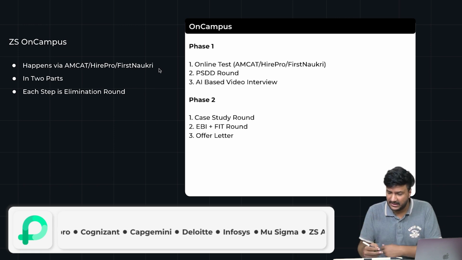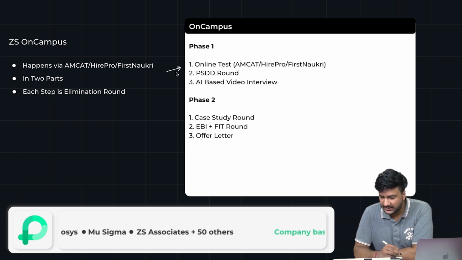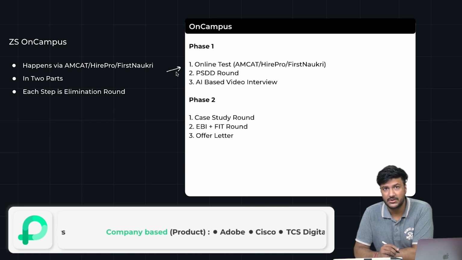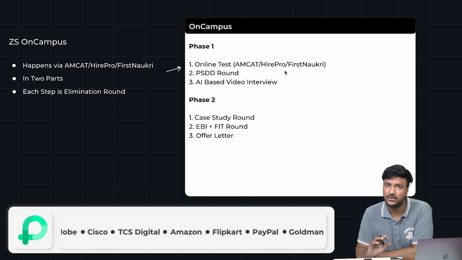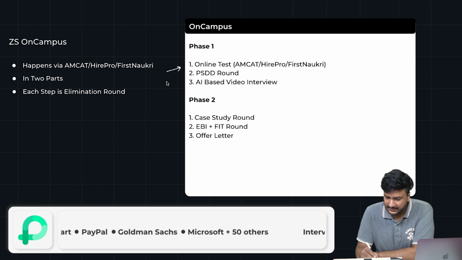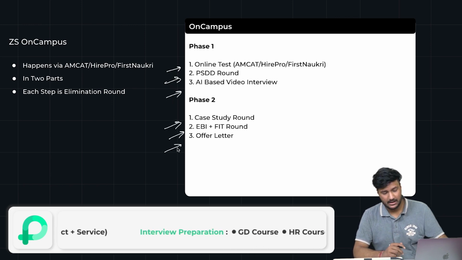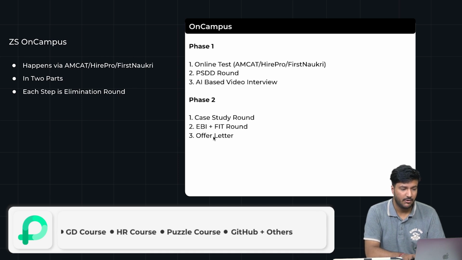Again, each step is an elimination round. The online test will either happen via AMCAT if it's a women's only drive, or Hire Pro or First Naukri if it's open to everybody, right? Then again, the same thing: PSDD, AI-based interview, case study, EBI plus FIT round, and the offer letter. So that's about the off-campus drive.